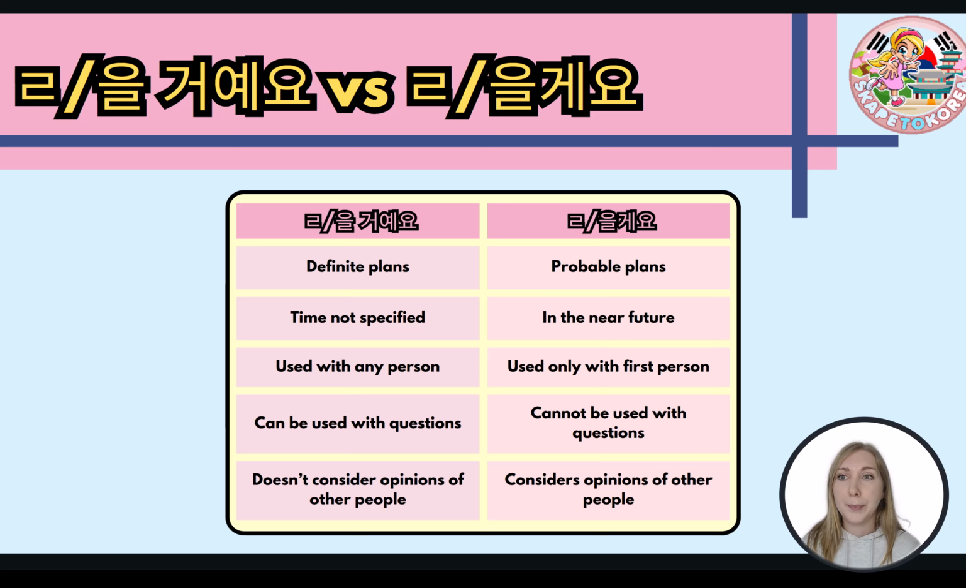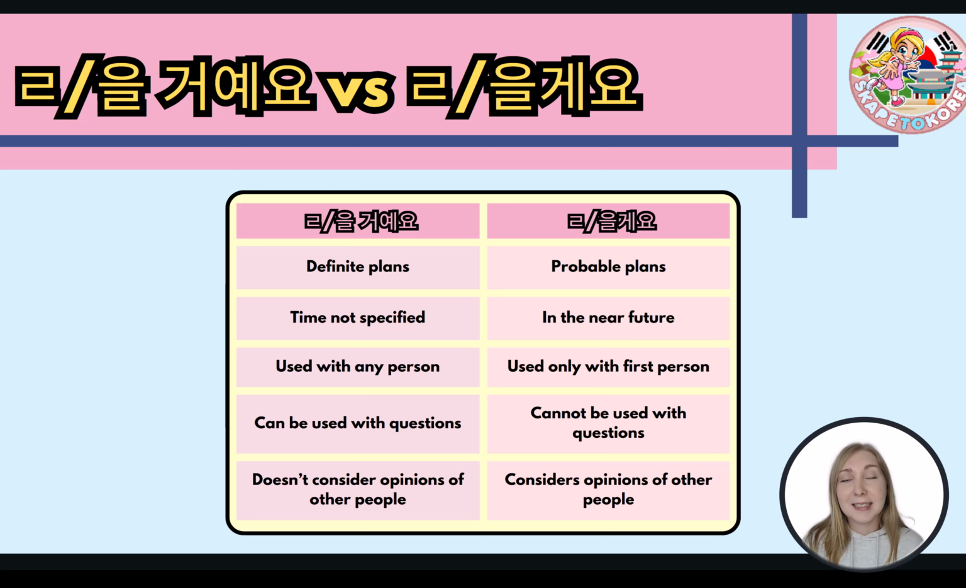So like, for example, I'm going to go to Korea. I will go to Korea next year. 내년에 한국에 갈 거예요. It feels like more you're sure, you're certain about it. I'm for sure going to go, no matter what anyone says.